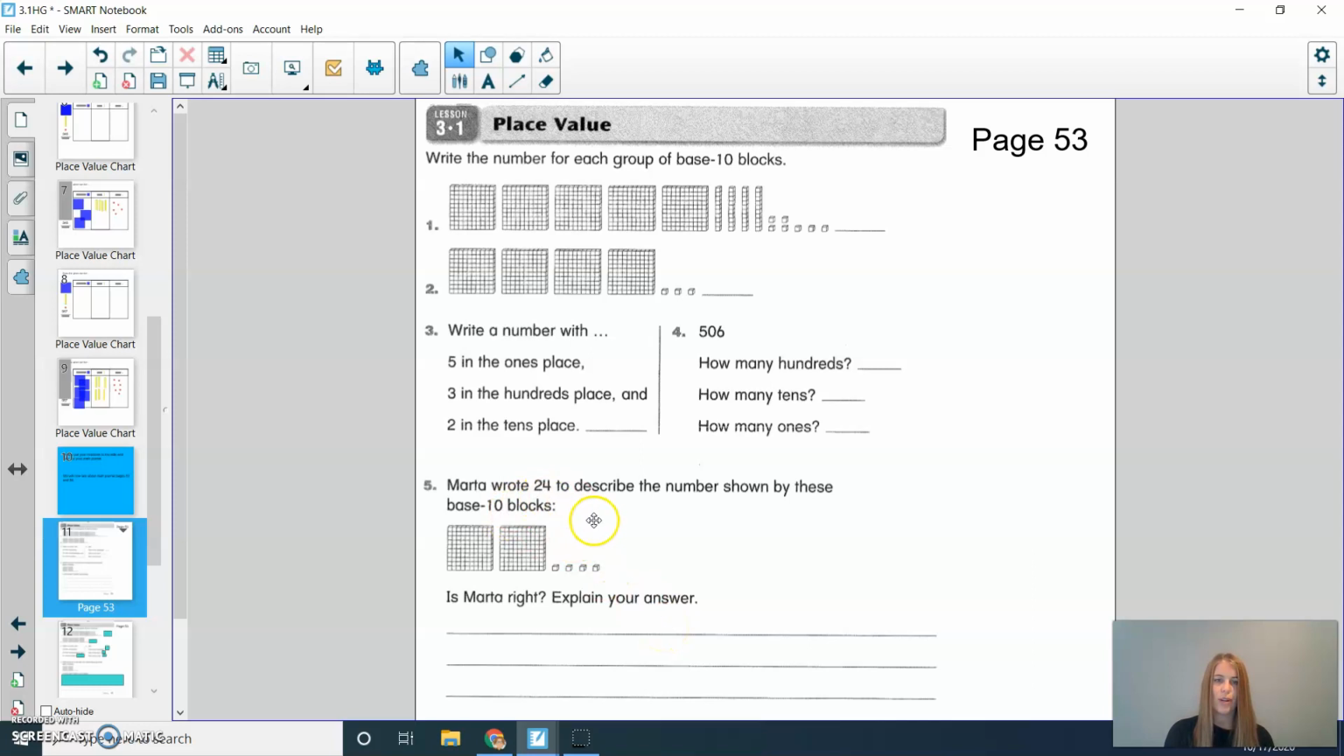But Marta wrote 24 to describe the number shown by these base 10 blocks. Is she right? Explain your answer. So you're going to write either yes or no, and you're going to tell me why. So could you pause, solve the page, and then press play when you're ready to check? Pause now.